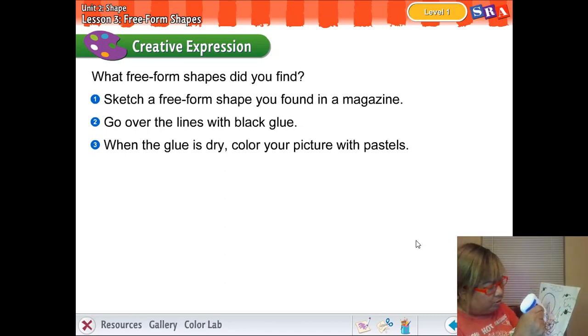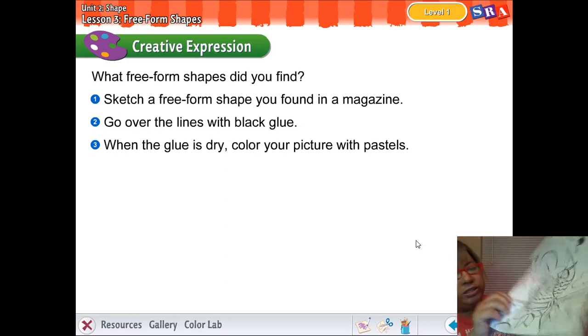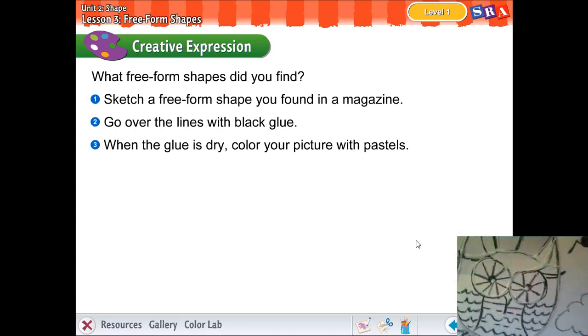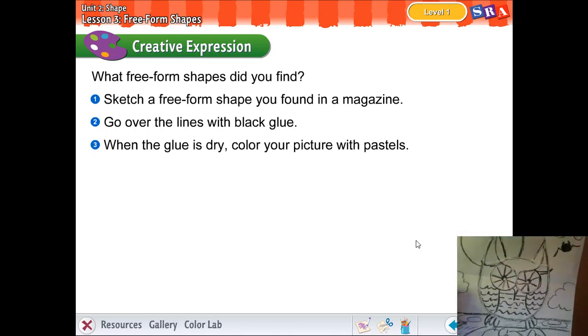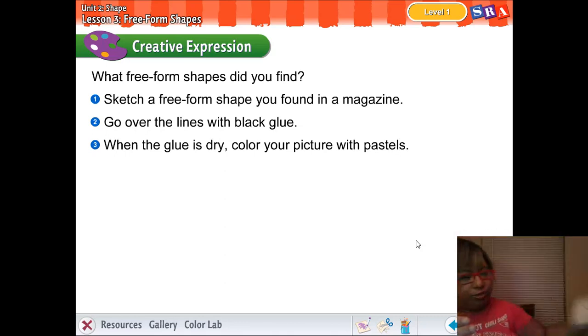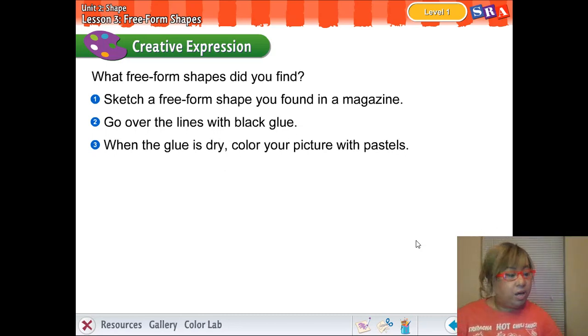So you could do something like that. If you found a picture in a magazine, or you could do a drawing. And I know it's hard to see, but you go over it with glue. And when the glue dries, you could feel the textures. And you could go in and add some color inside of it, or you could paint inside of it.